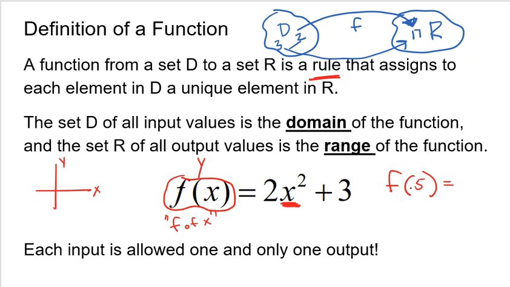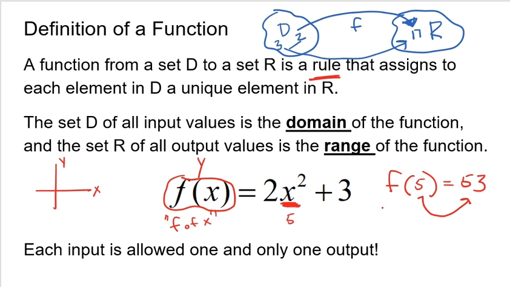So what this tells me to do is follow the rule. The first thing I'm going to do is plug in 5. Great. Square it. 25. Times it by 2. Fantastic. 50. Add 3. 53. So my input of 5 led me to my output of 53.